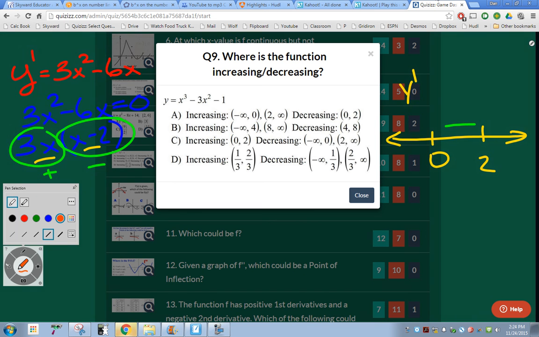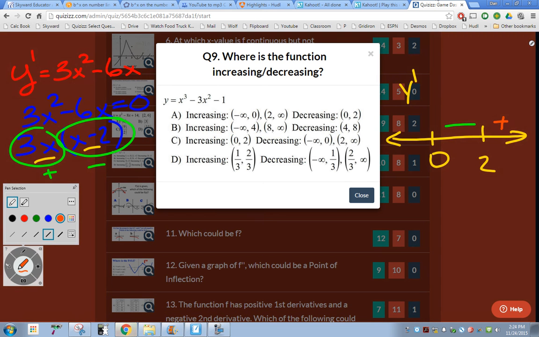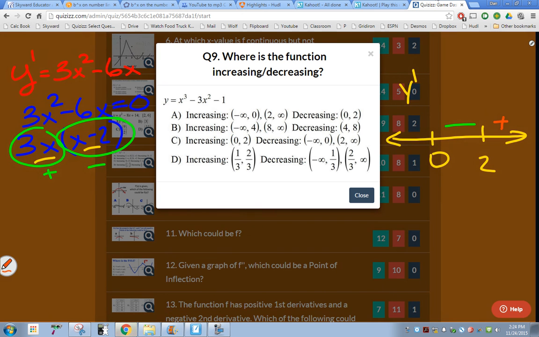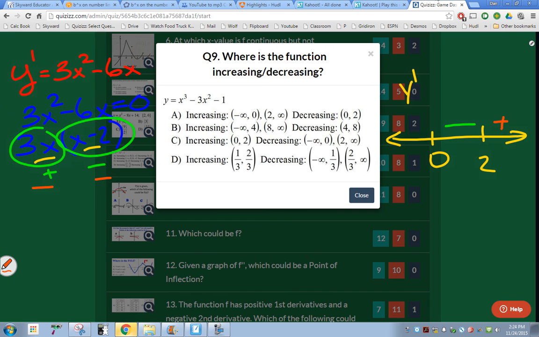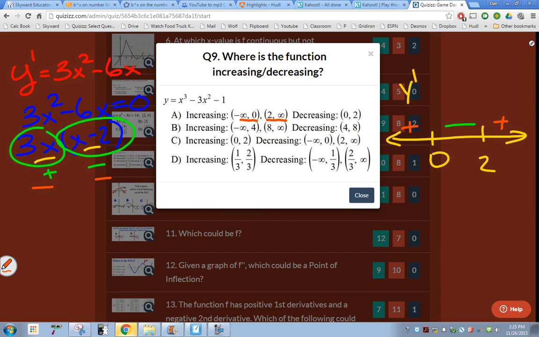Okay, then I want a number bigger than 2, like a bajillion. If I plug in a bajillion, it's positive, and the other is positive too, so multiplied together it gets me positive. Plug in a number smaller than 0, like negative bajillion. It's negative, and the other is negative too. When I multiply a negative and a negative, it also gets me positive. When y prime is positive, that means the function is increasing. So it's increasing from negative infinity to 0, and from 2 to infinity, and decreasing from 0 to 2.